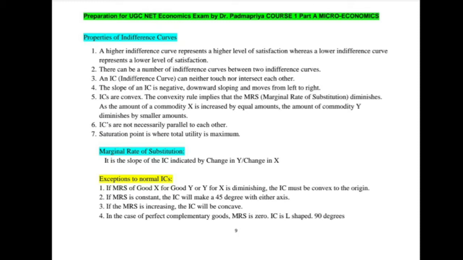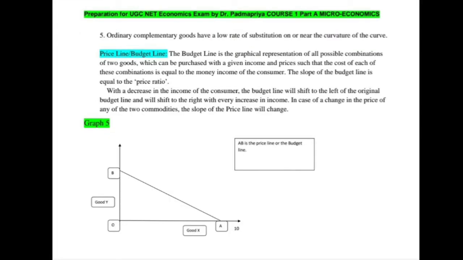Now we come to the concept of price line or budget line, which is the graphical representation of all possible combinations of two goods which can be purchased with the given income and prices, such that the cost of each of these combinations is equal to the money income of the consumer. The slope of the budget line or the price line is also called the price ratio. Here in graph number 5, we notice that BA is the budget line, where we take good X along the X-axis and good Y along the Y-axis.